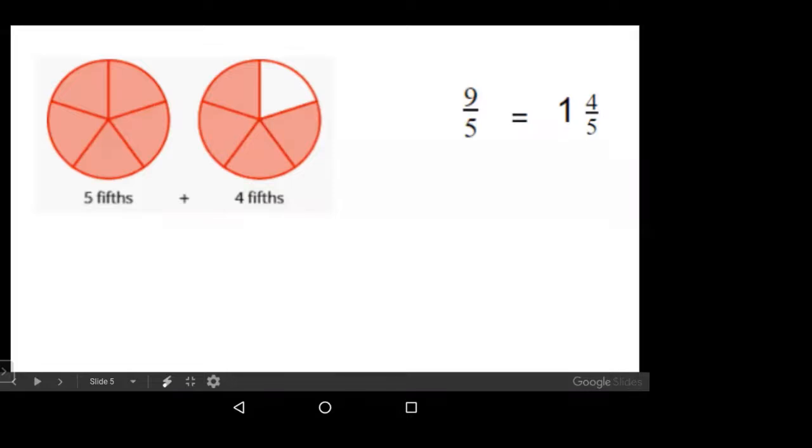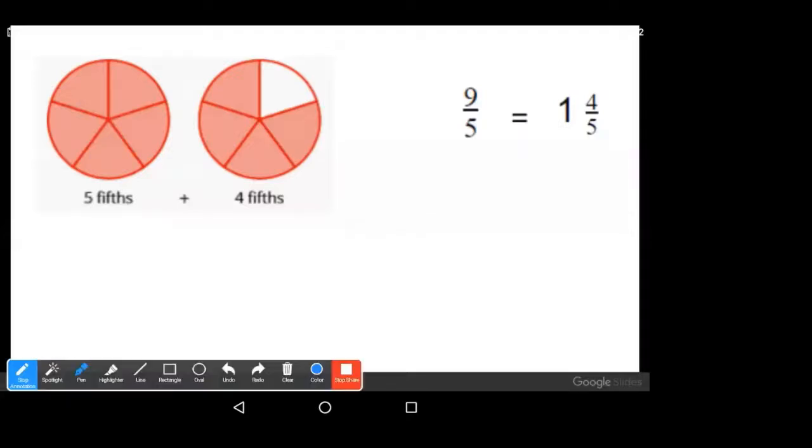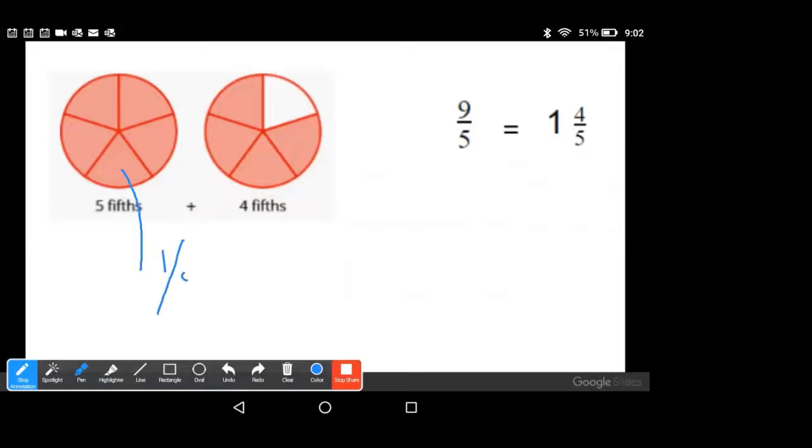I saw some people drawing these pictures on their paper last week. That's good. It's a great visualization to be able to look at and kind of make sense of. So let's pretend this is a pizza split up into 5 pieces. So each one, this little piece of pizza, is a 1/5. I've got 1/5, 2/5, 3/5, 4/5, 5/5. 5/5 is 1, okay? And then over here, I got 4 more. So all in all, I have 9/5 because I have 9 of these. Okay, so I have 9/5 of a pizza because each little piece is a fifth.